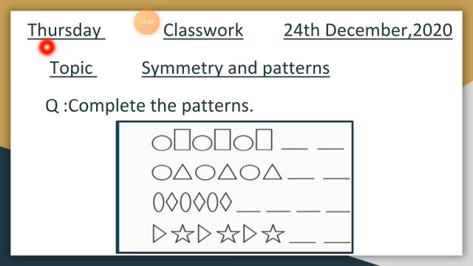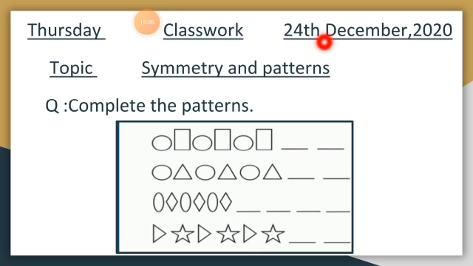At the top of your left side, write the day, that is Thursday, with capital T. Write down the spelling of Thursday. Then leave some space and write the spelling of classwork with capital C. Then leave some space.